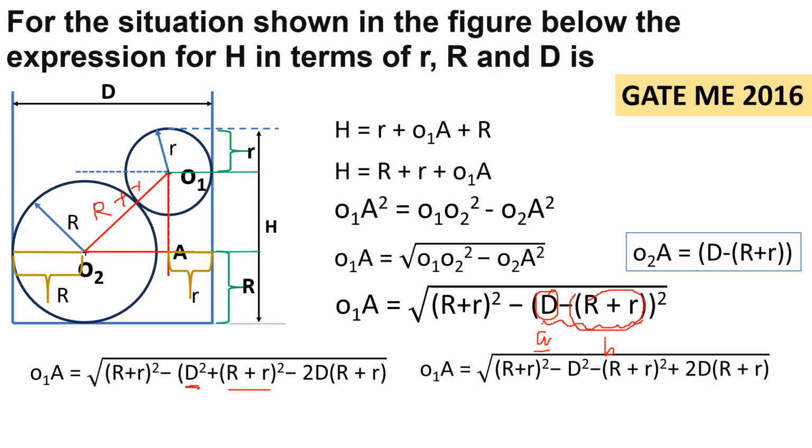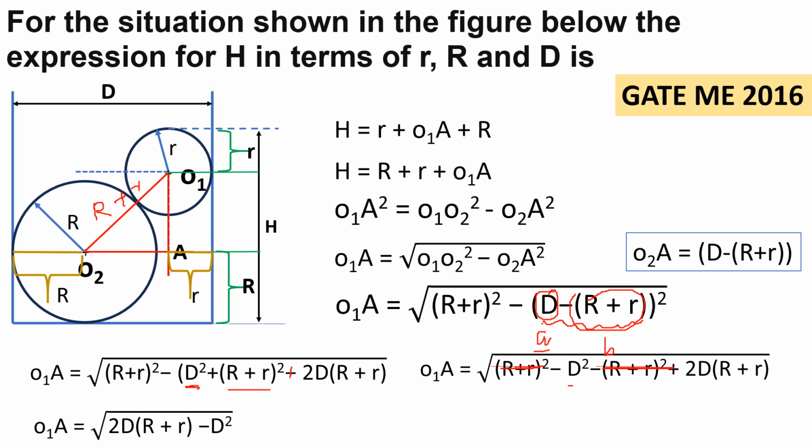So this can be written as O1A equal to the square root of R plus r whole square minus D square minus R plus r whole square. So minus into minus will become plus 2D into capital R plus small r. So here plus R plus r whole square and minus R plus r whole square will be cancelled. Then O1A will become the square root of 2D into capital R plus small r minus D square.